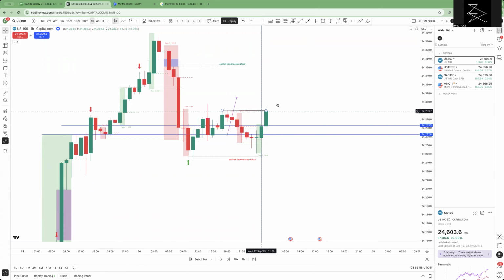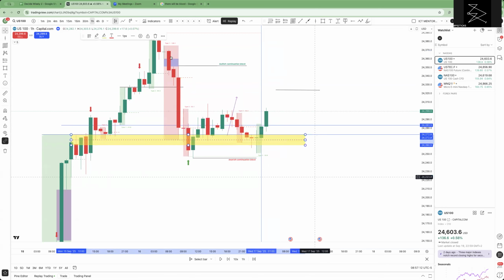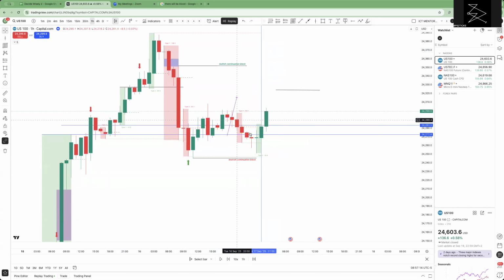I'm expecting that the price might fall down. Why? Expansion. We're anticipating what? A continuation block there. So now I do nothing. We are waiting for expansion. There you go. Continuation block. We put that there.